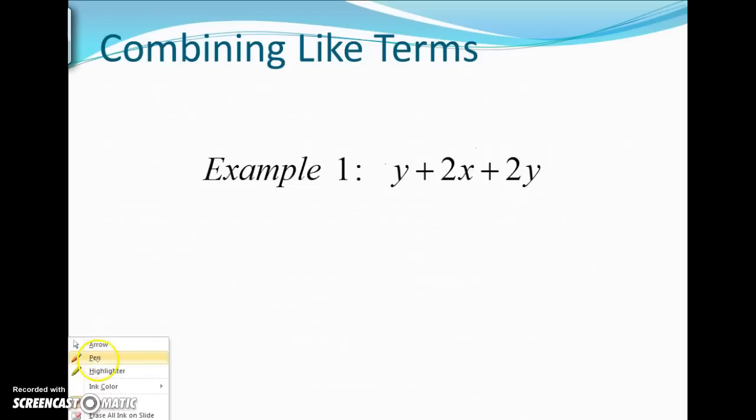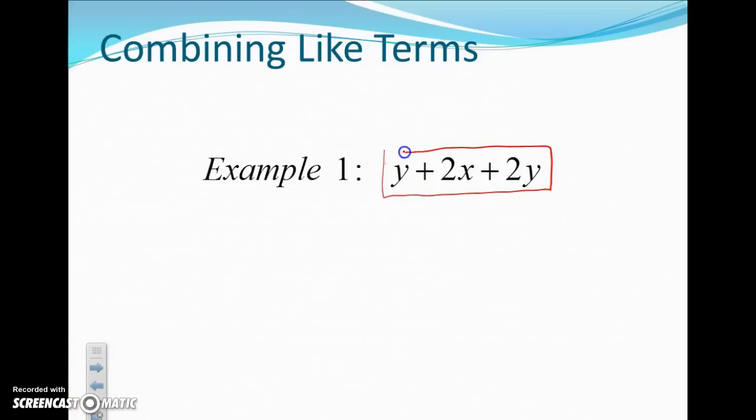Now, let's take a look at the first example. So this is how you combine like terms. Usually I will box it up and then put a line right behind each term. So the first term is y. The next one is positive 2x. The last term is positive 2y.